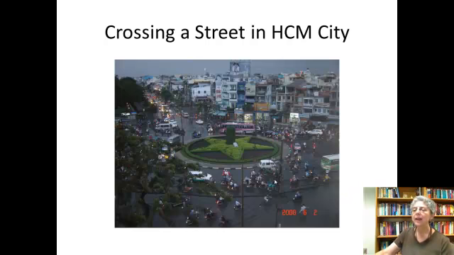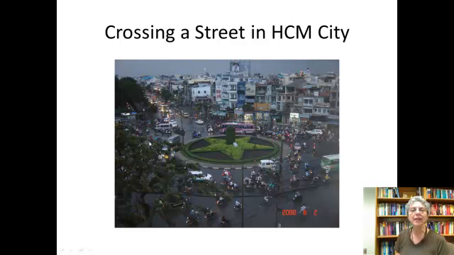Here's another example: crossing the street in Ho Chi Minh City. This was taken from my hotel window, and there's a huge traffic circle here. Down at street level, you can't really get the impression from this picture, there's a constant stream of motorbikes, buses, trucks, cars, etc. The street I want to cross is over this way, to get to the university where I was visiting.